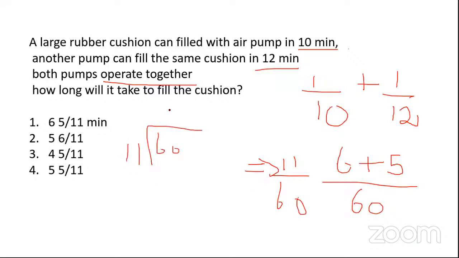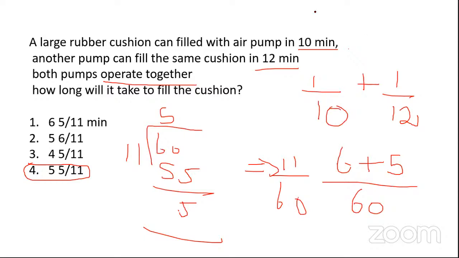If you divide further, 11 fives are 55. The remainder is 5. So 5 by 11. So option 4 is the answer. That's it. Okay, so make a note. Two persons, Rohit and Akshay, have given the right answers. Excellent, students. Others can have a glance.